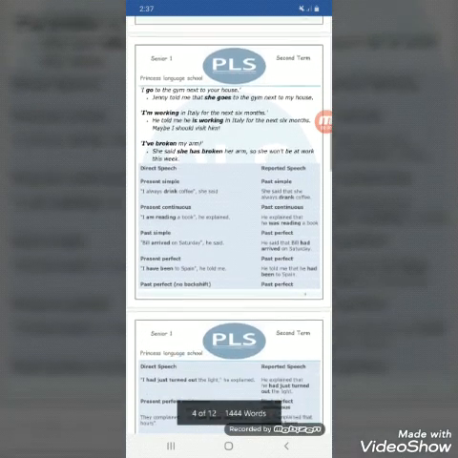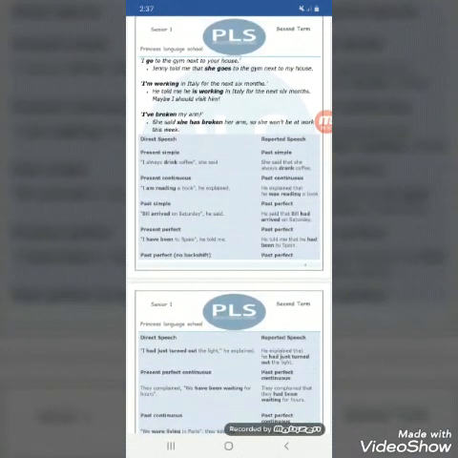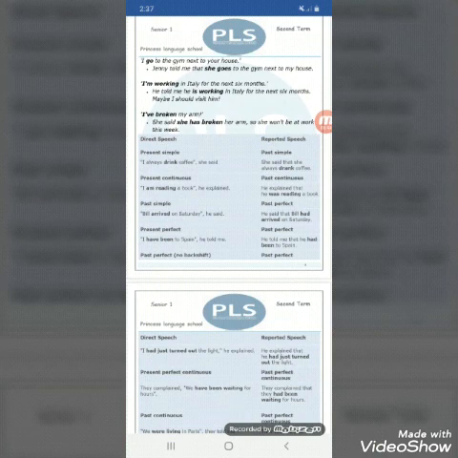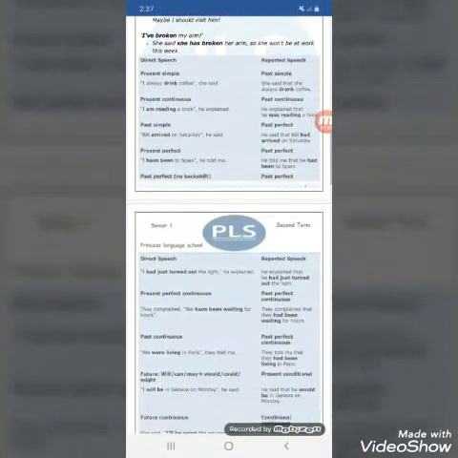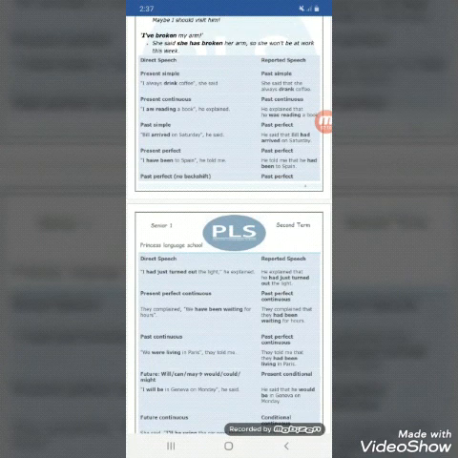I made you here a very simple table for the tenses in the direct speech, which will be changed to which tenses in the reported speech, for you to remember. And each tense with its example. You can see here the present simple. I always drink coffee, she said. So it will be reported speech to past simple. She said that she always drank coffee. Same for the present continuous. I'm reading a book, he explained. He explained that he was reading a book.